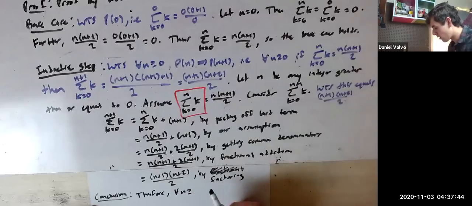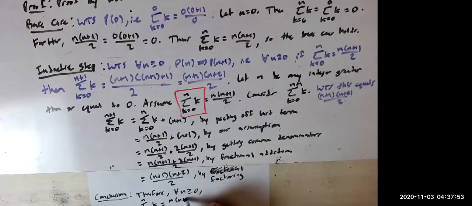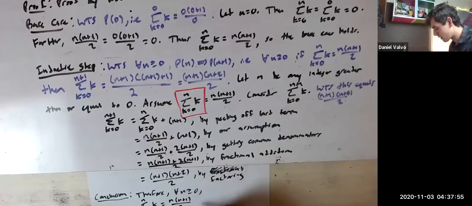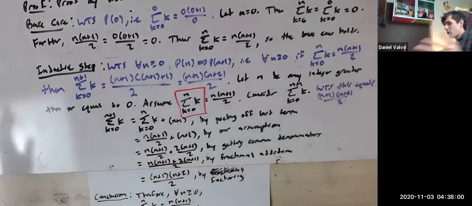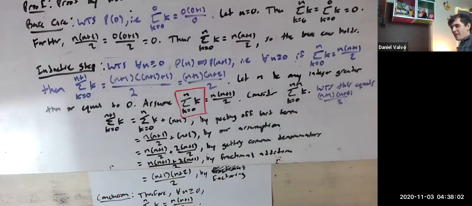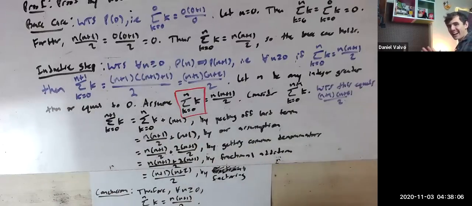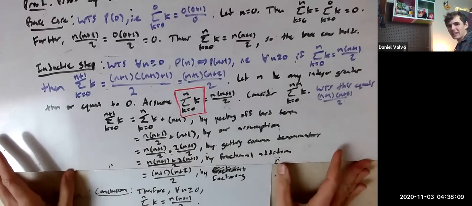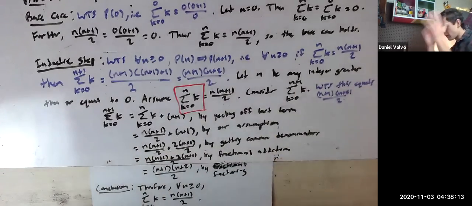Therefore, for all n greater than or equal to 0, the summation from k equals 0 to n of k equals n times n plus 1 over 2. So Gauss's way was pretty elegant, but it had dots in it and things like that. It kind of had weird little places that weren't exactly rigorous. This is a totally rigorous, formal way to prove this is true. And I hope it makes sense.